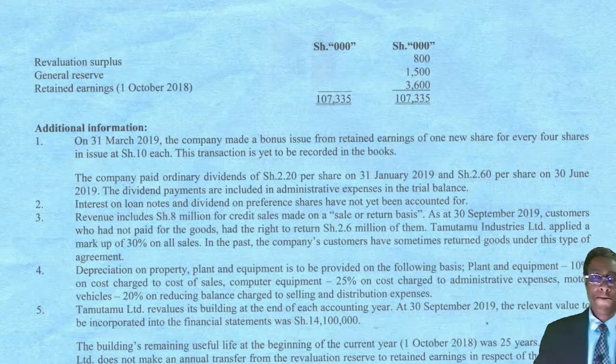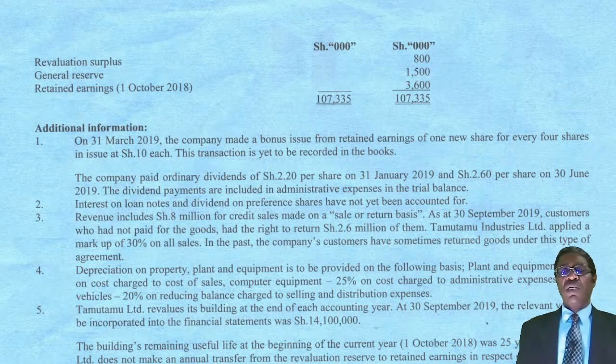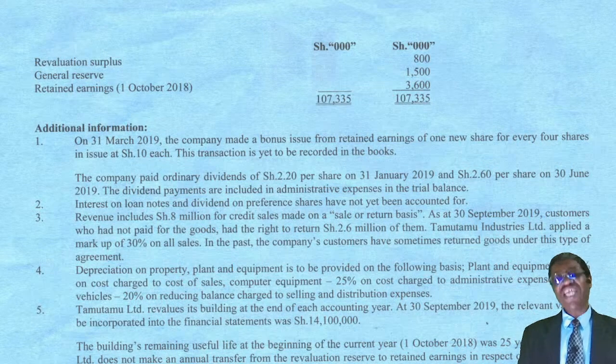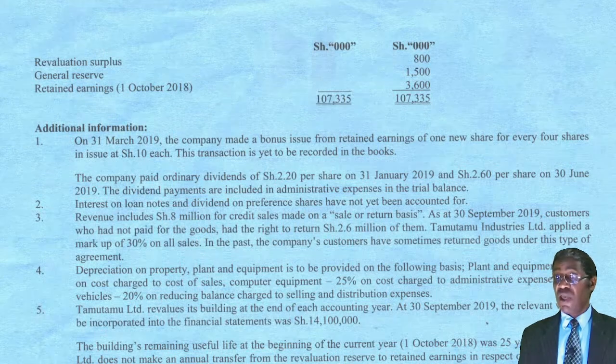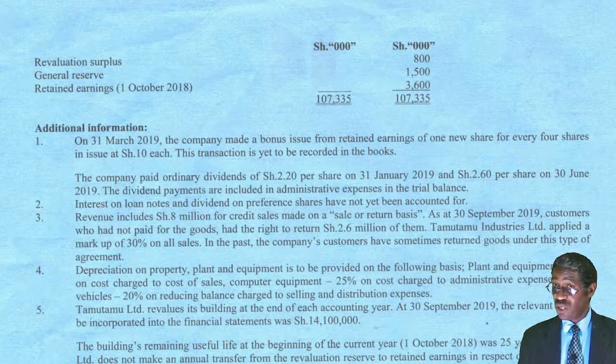Number 3, revenue includes shillings 8 million for credit sales. Revenue includes shillings 8 million for credit sales made on a sale or return basis. That's how the goods were sold, the 8 million. They were sold on a basis we normally call sale or return.